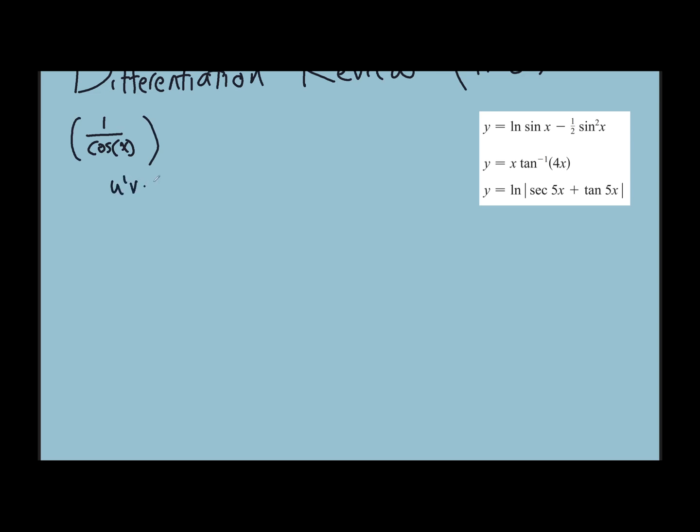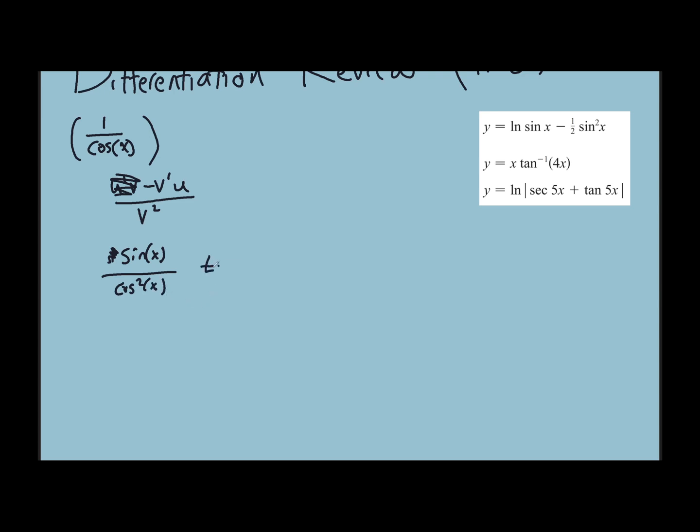Quotient rule says u prime v minus v prime u over v squared. How do we do that? Do you remember? Anybody? Bueller? Well, what's u prime? That's 0. The numerator, the derivative of 1 is 0, so that's just out. Now we have negative v prime, which makes it a positive sine of x, times u, which is 1. So you just get sine of x on top. You don't even need the plus sign. Over v squared, which is cosine squared of x.